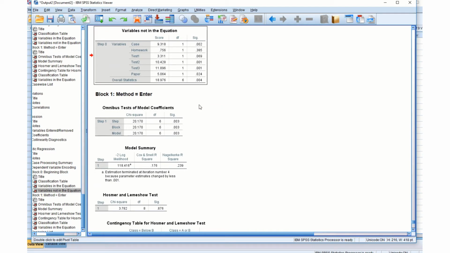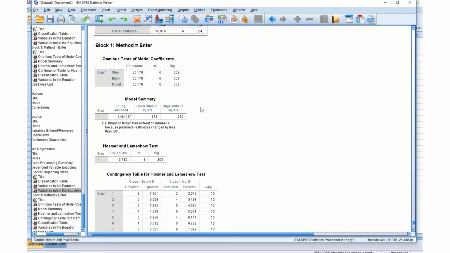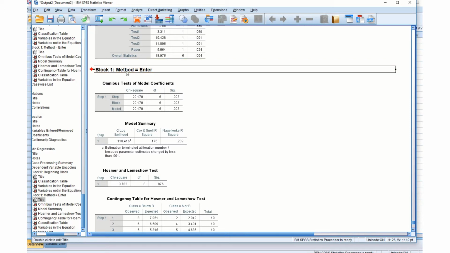Okay, so then we get into the actual model estimations. And in this case, it looks like there's one block and one step in this block. So this is a model that was fitted pretty quickly without a lot of going back and forth. Now, this is an enter model, so all the variables are entered together, and we'll run it again using a forward entry method, kind of like stepwise regression would do.